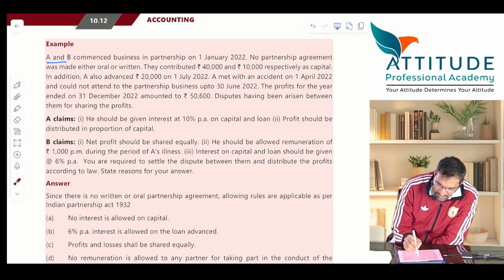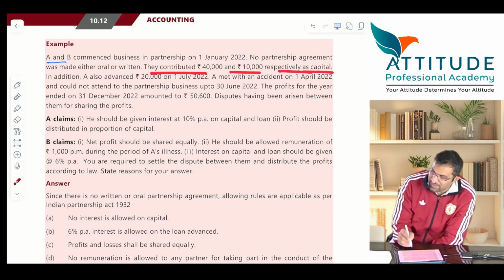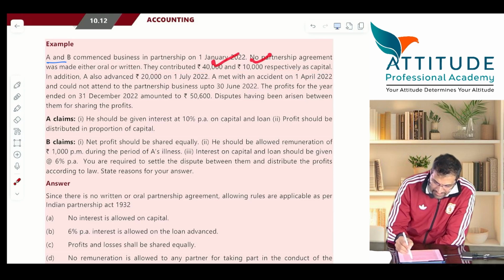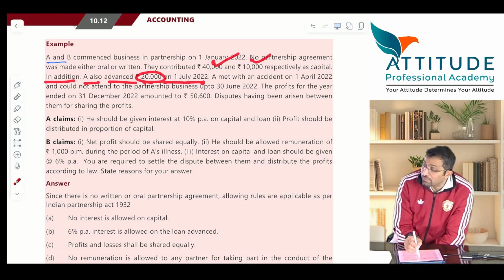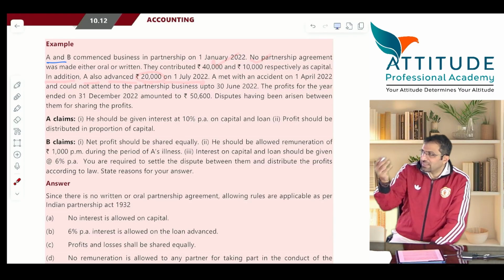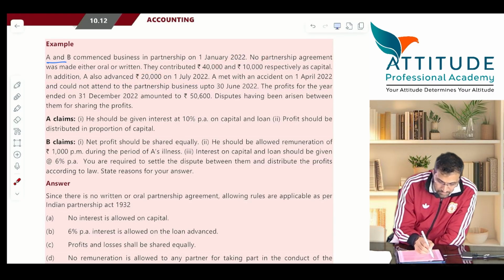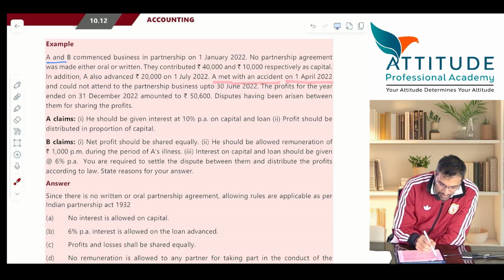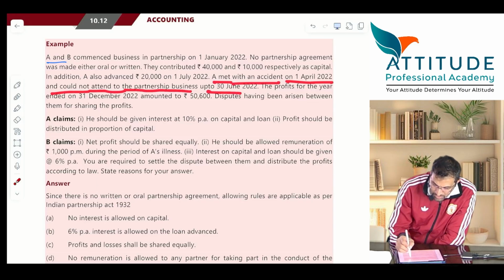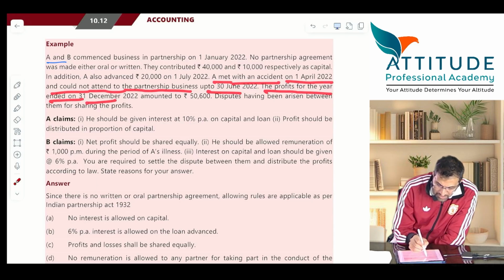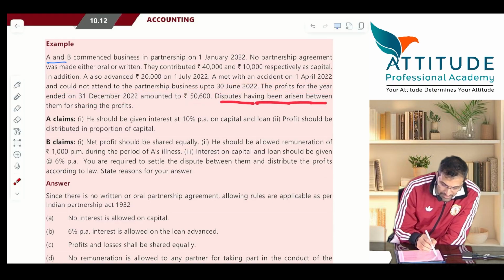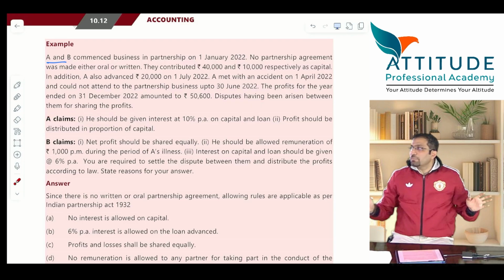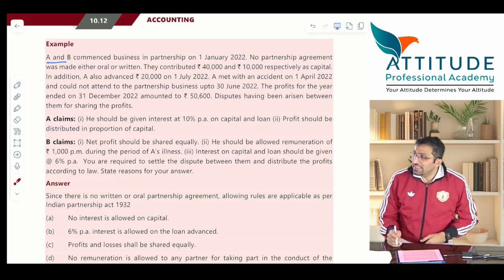They contributed 40,000 and 10,000 respectively as capital. So capital contribute किया है A and B ने 40 and 10. In addition, A also advanced 20,000 on 1st July 2022. Advance means loan. Partner has given a loan. Who has given? A. A met with an accident on 1st April 2022 and could not attend the partnership business up to 30th June. The profits for the year ended 31st December 2022 amounted to rupees 50,600. Disputes having arisen between them for sharing the profits. अभी झगड़ा हो रहा है profits कैसे distribute करने का, because A met with an accident.